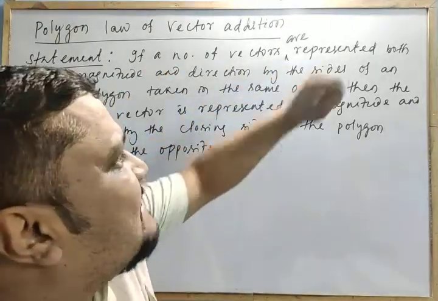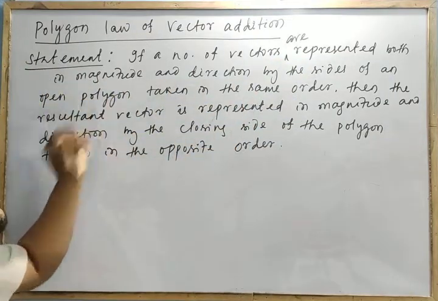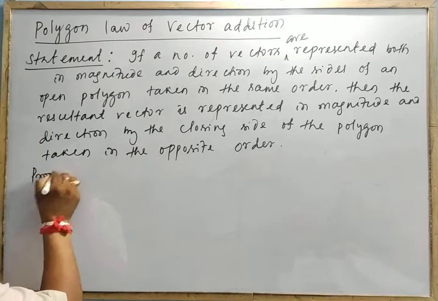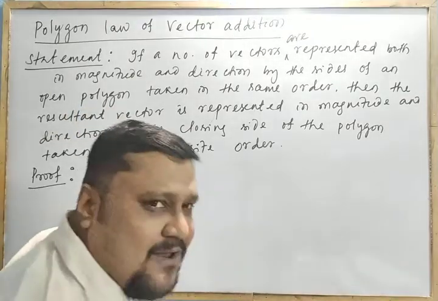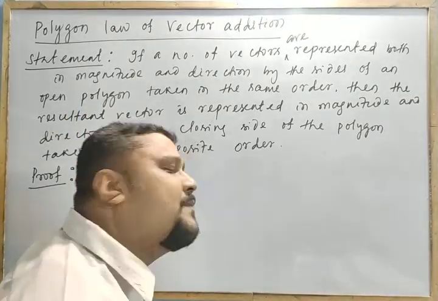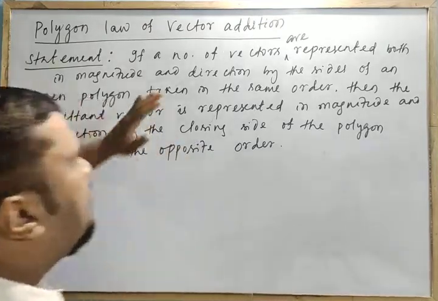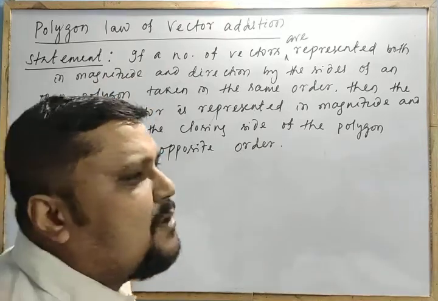If a number of vectors are represented both in magnitude and direction by the sides of an open polygon... So let me make the proof here. This can be proved by the triangle law, an extension of the triangle law. By using the triangle law, we can prove this one. Magnitude and direction by the sides of an open polygon taken in the same order.